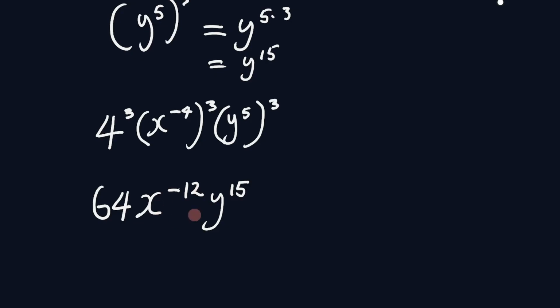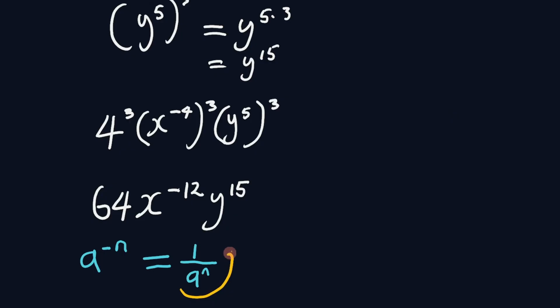This is not our final answer. If you look closely, you will still see that we have a negative exponent. So we need to take care of it first before we can call it a day. In order to remove the negative exponent, we will use the negative exponents rule. If we have a number, say a, raised to the power negative n, this is the same thing as 1 divided by a to the power of n. So this is an inverse of a to the power of n.